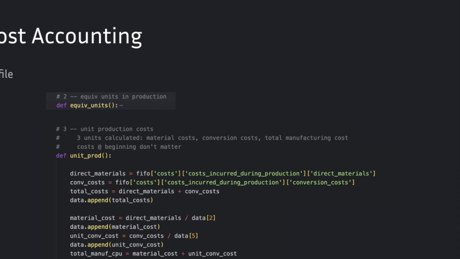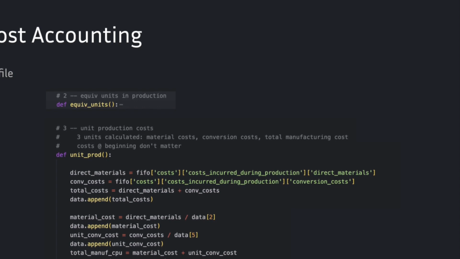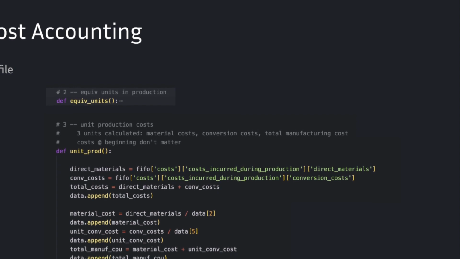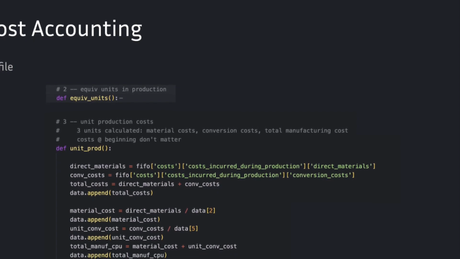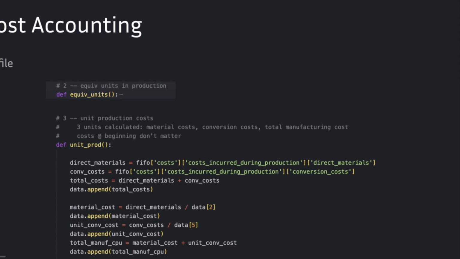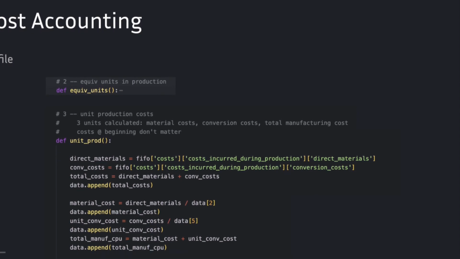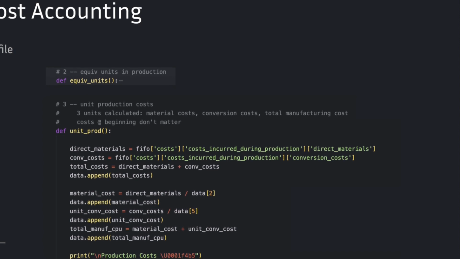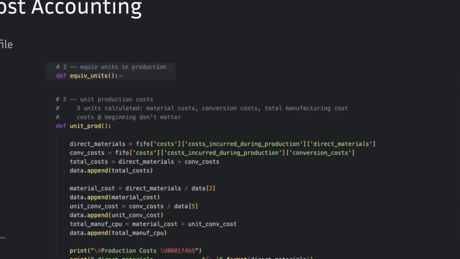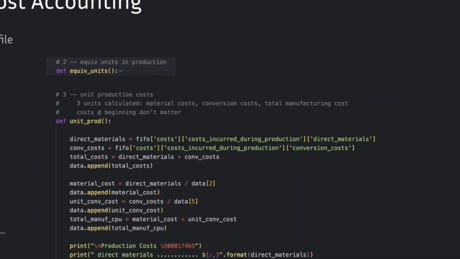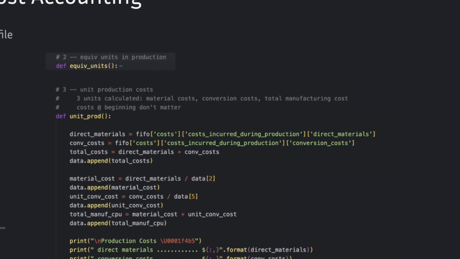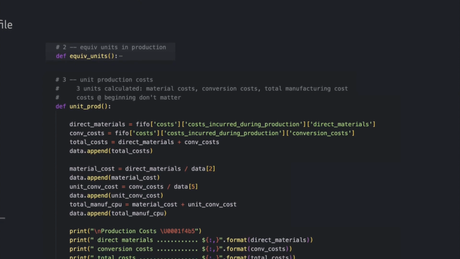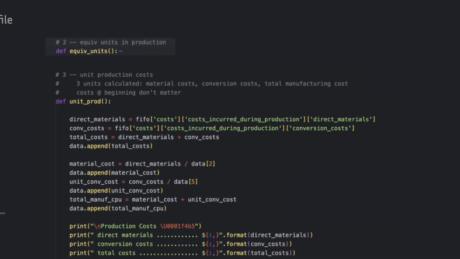Our third method is unit production costs. Direct materials variable is direct materials under costs incurred during production. Conversion costs variable is conversion costs, costs incurred during production. Total costs is the addition of direct materials and conversion costs. Data.append total costs. Material costs variable is direct materials divided by data index 2.